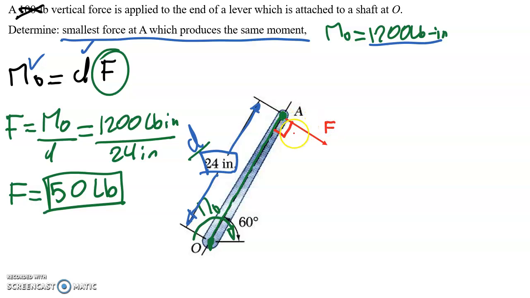Hence, my force of 50 pounds is going to have this 90 degrees correspondence to the lever. If we wish to obtain exactly the direction, well, let's recall the right triangle. We got a right triangle like this. I know this is going to be 60 degrees.